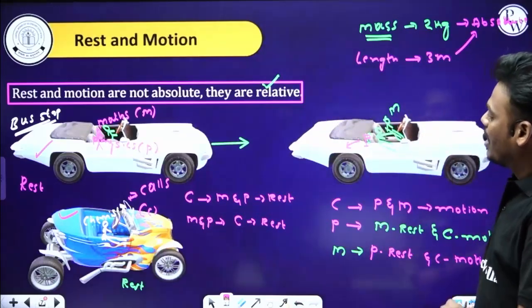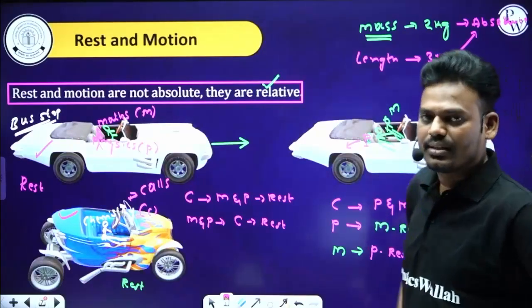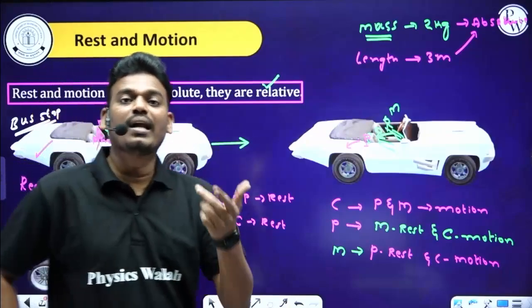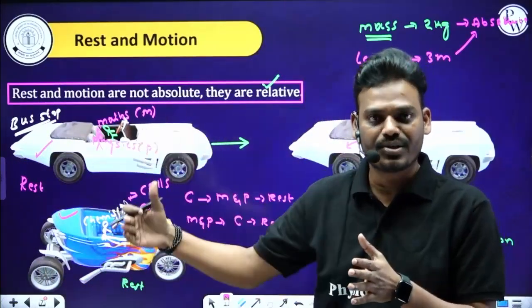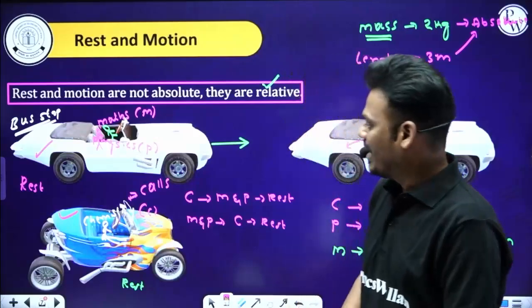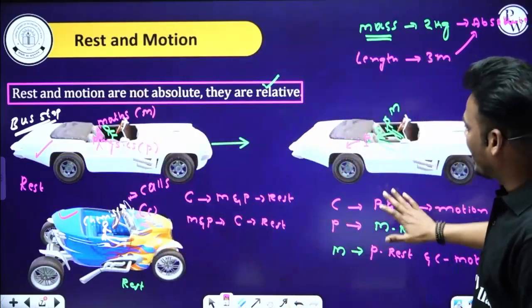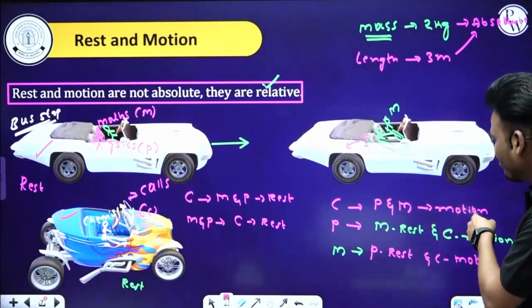Now, will you say this rest and motion are absolute? No, they are not absolute. It depends on the observer. Observer means who is making the observation. So in this particular case, everything is at rest. But in this case, the situation is changing. Physics and mathematics are in motion.